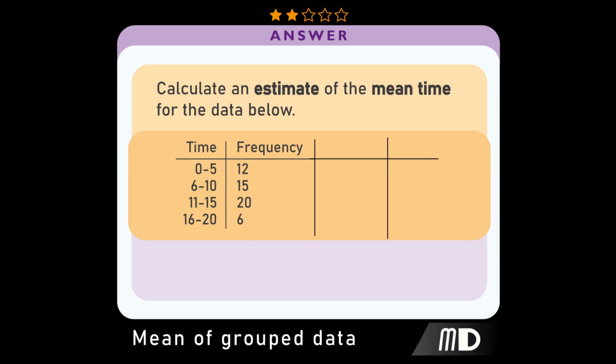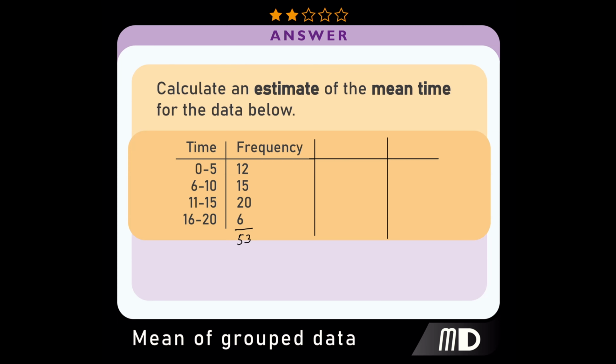Now, we're used to calculating the mean of a set of data by adding all the values together and dividing the total by the number of values. Here, because this is grouped data, we can only calculate an estimate of the mean. We'll see how to handle the groups shortly, but to begin with, we're going to find out how many values are in our data by adding up the frequency column. So 12 plus 15 plus 20 plus 6 gives us the total 53. So there are 53 values in our data.